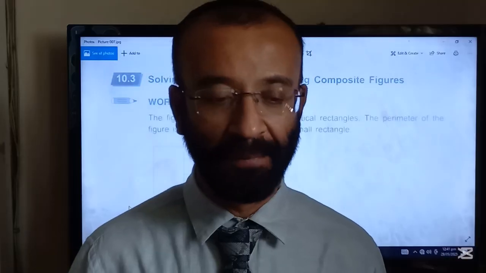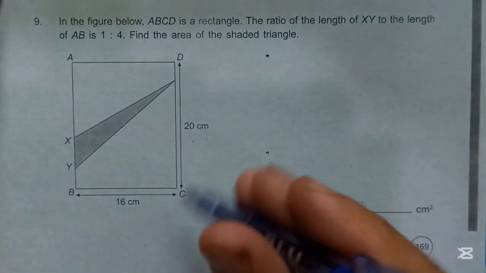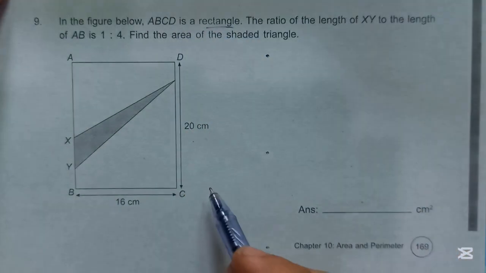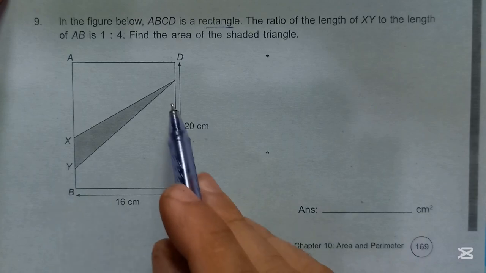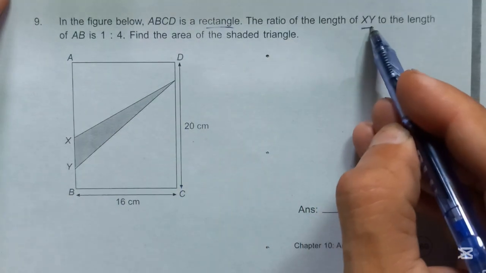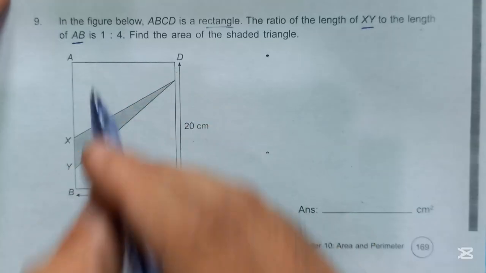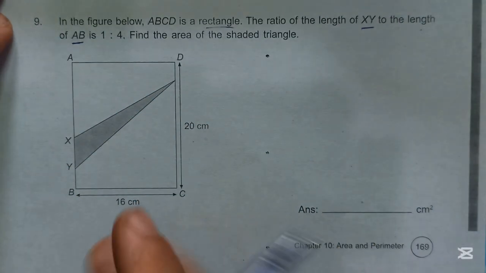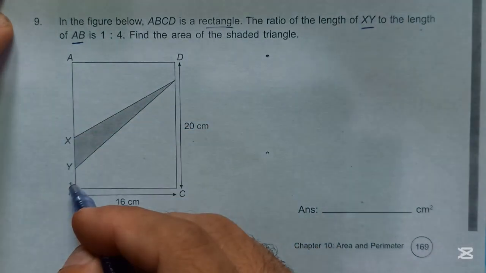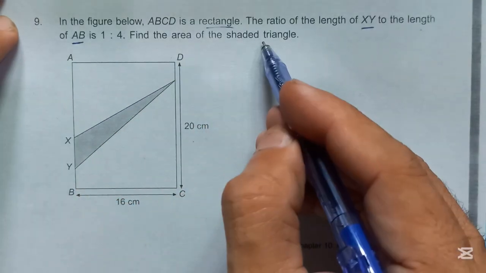So concentrate yourself now. In the figure, ABCD is a rectangle. The ratio of the length XY to the length of AB is 1:4. Find the area of the shaded region.